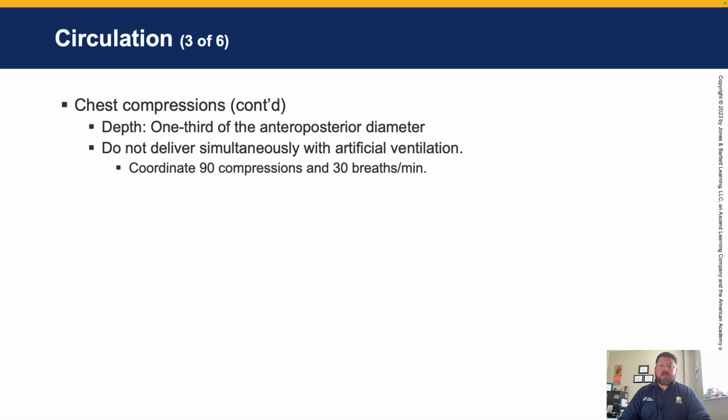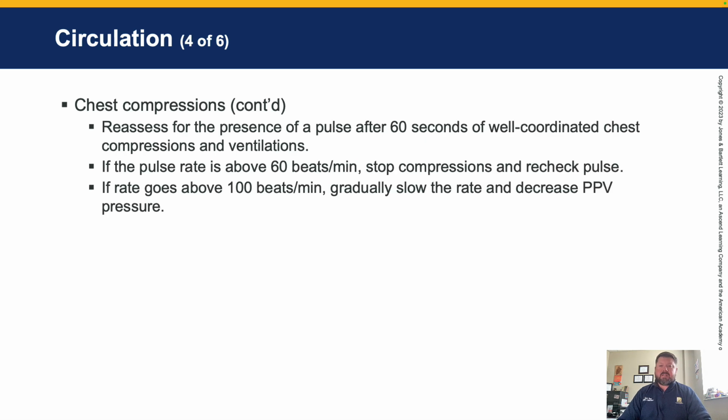You should compress to a depth of one-third the anterior-posterior diameter of the chest. Chest compressions and artificial ventilation should not be delivered simultaneously. Coordinate 90 compressions and 30 breaths, equaling 120 events per minute. Reassess the presence of a pulse after 60 seconds of well-coordinated chest compressions and ventilations.